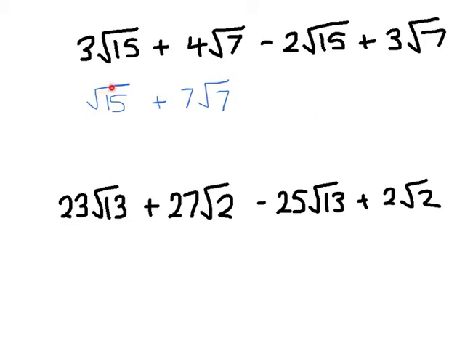But I can't put these two things together because, like having a plus 7b, you wouldn't put those together. And it's the same thing with surds. So 23 root 13 is going to go with minus 25 root 13 to give me minus 2 root 13. And then I've got 27 root 2 plus another 2 root 2, which will be 29 root 2. And again, I'm not going to put those two things together because they're completely different things.